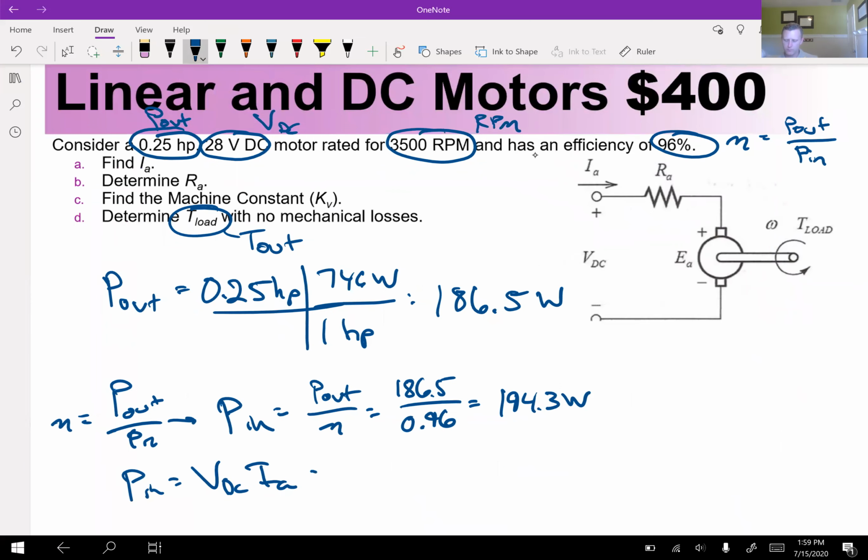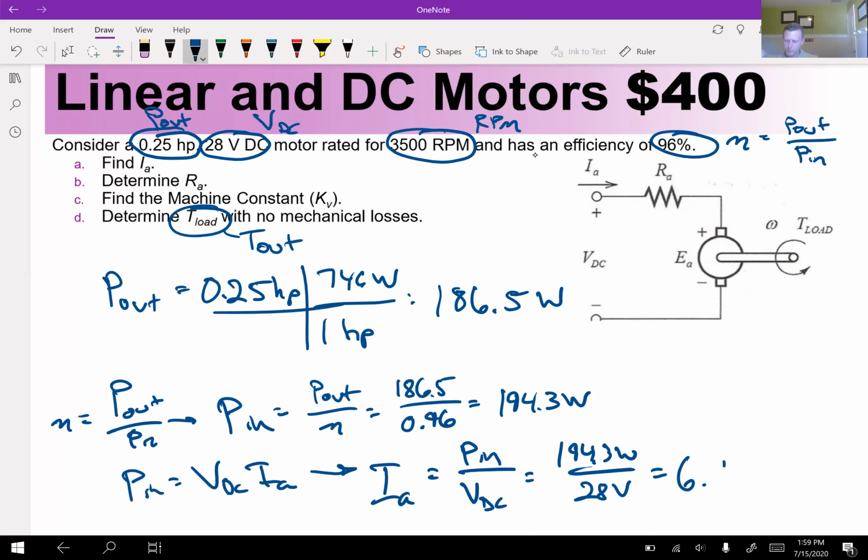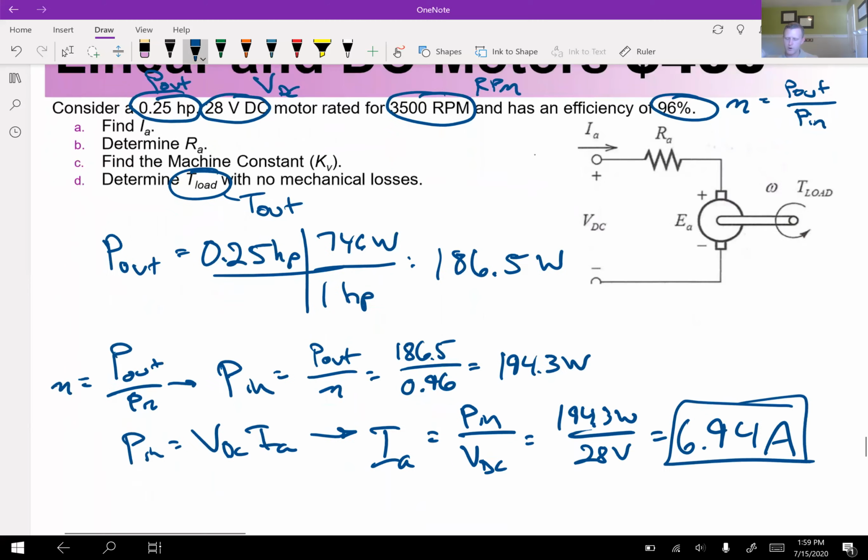So I can rearrange and solve for IA equals P in over V DC, 194.3 watts divided by 28 volts, and I get 6.94 amps. There's part A.